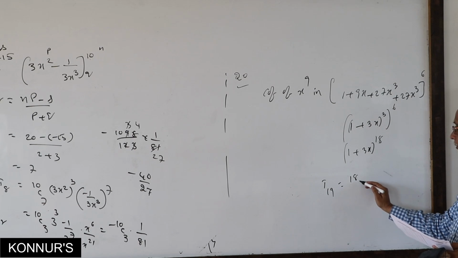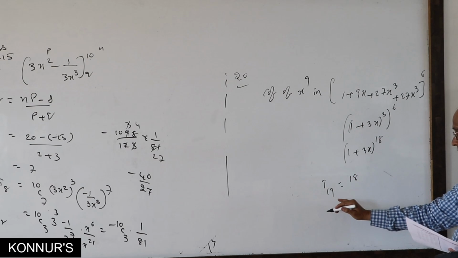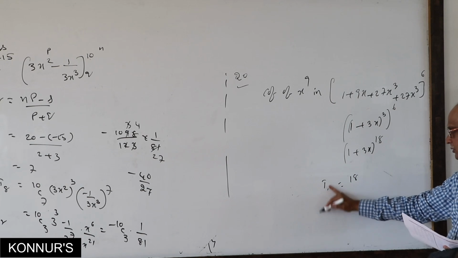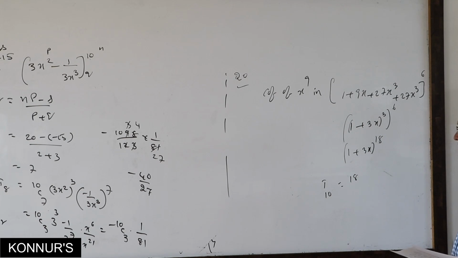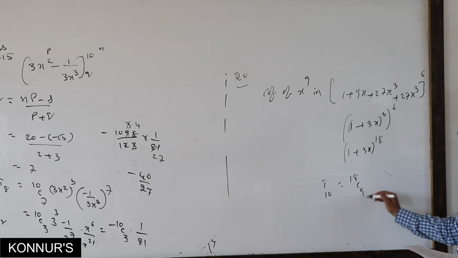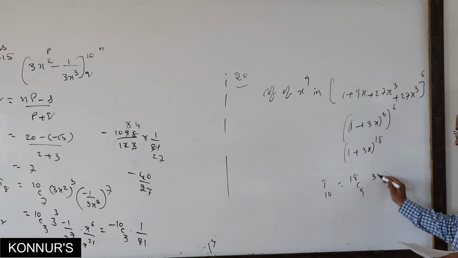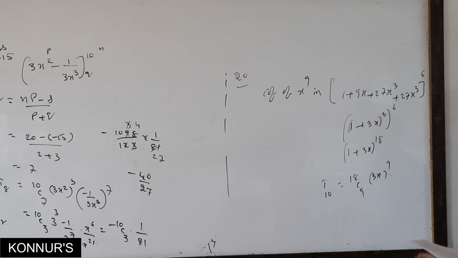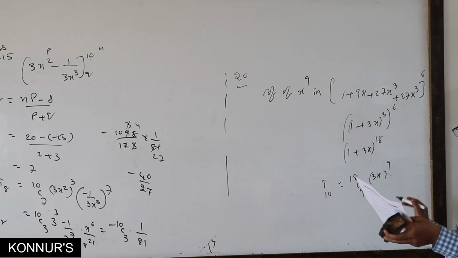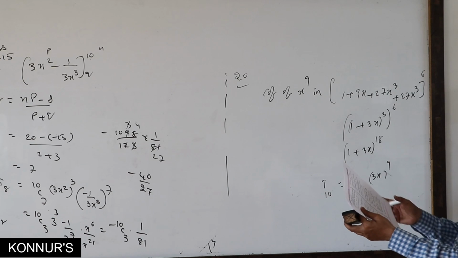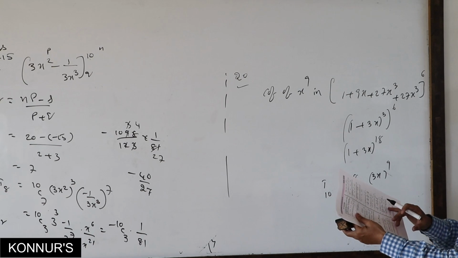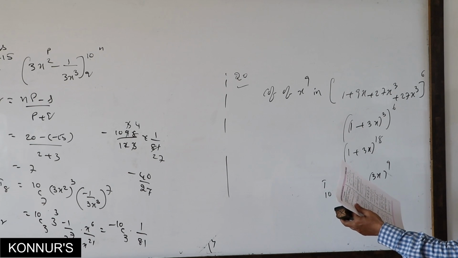18C, they want x power 9. They want x power 9, which means you start with T10. 18C9, 1 anyway, (3x) power 18 minus 9. So what is the x power 9 coefficient? 18C9 times 3 power 9. 18C9 is a big number only. They will not calculate, they leave it as such. Okay? That is one answer.